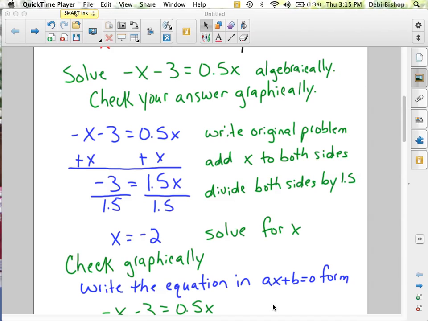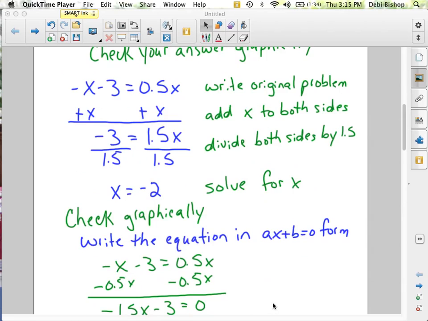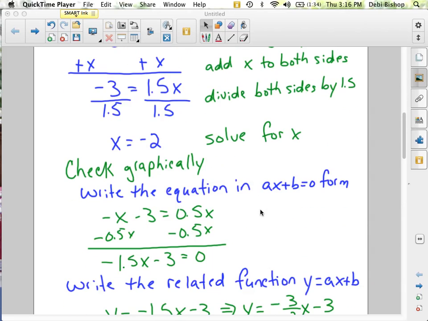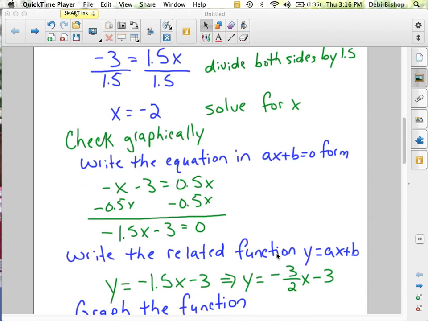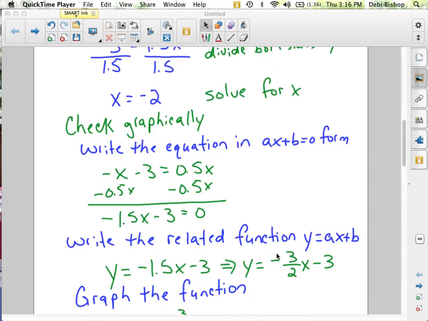Now let's check this. We follow our steps above, steps 1 through 3. First, we write the equation in ax plus b equals 0 form. So negative x minus 3 equals 0.5x. I want to get all my x's on one side and make this equal to 0, so I subtract 0.5x from both sides and I get negative 1.5x minus 3 equals 0. Then I write it as my related function: y equals negative 1.5x minus 3.